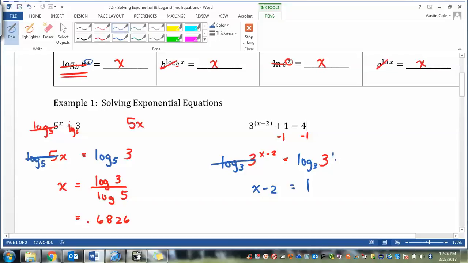And now I can add 2 to both sides, and x is going to equal 3. Now, if we plug that back in, just to check ourselves, 3 minus 2 is 1, right? So 3 to the first power is 3 plus 1, that gets you 4, and that works. Any questions on those first two?